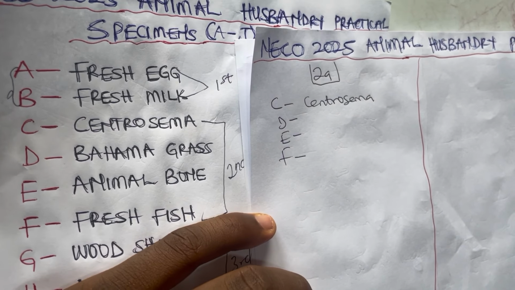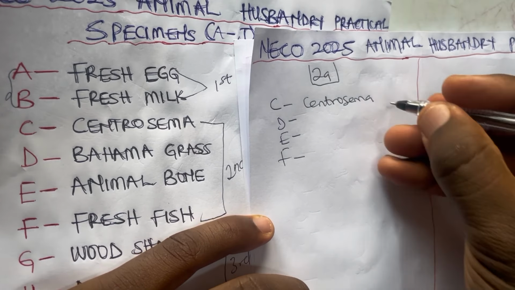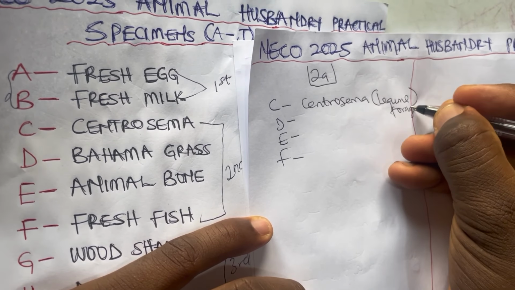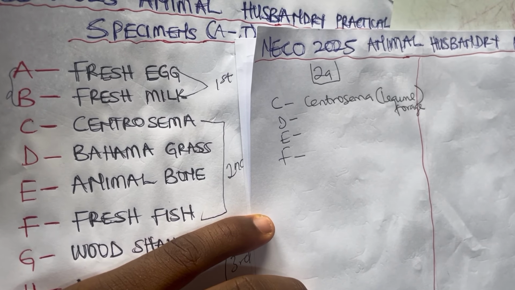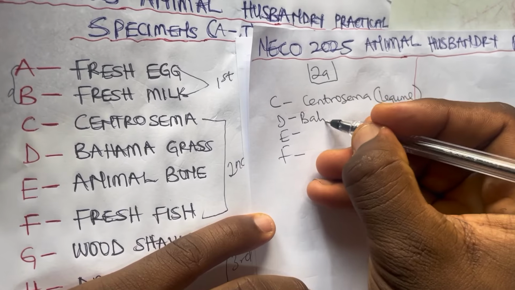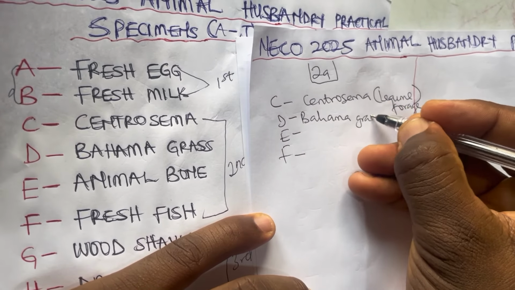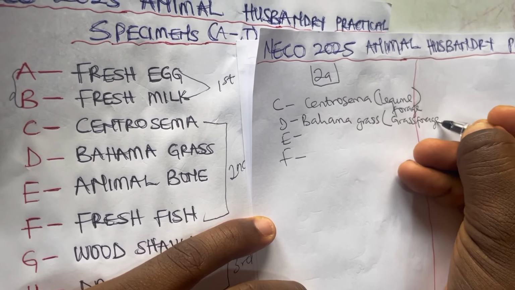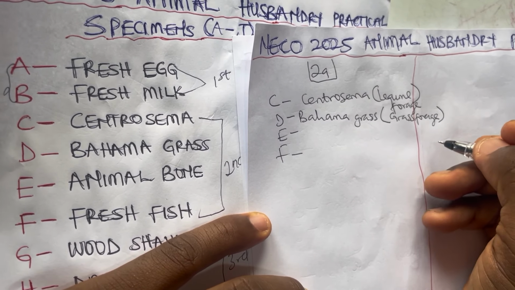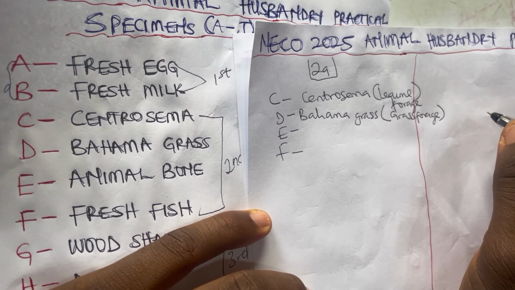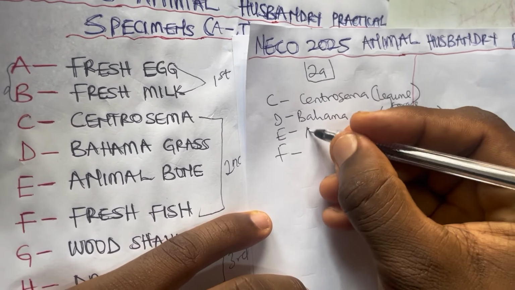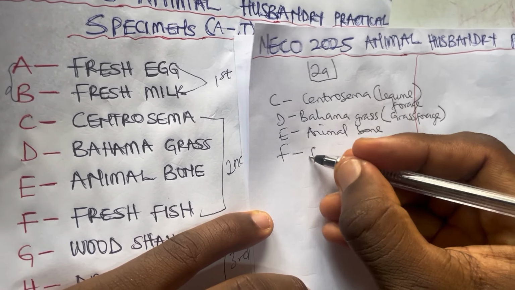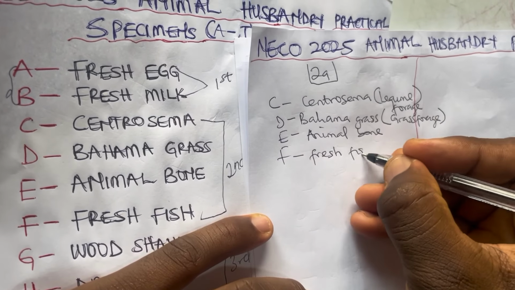This Centrosema is also known as legume forage, so you can bracket it and write legume forage. It is a plant. Specimen D is Bahama Grass. Bahama Grass is also known as grass forage. Specimen E is animal bone, as you can see it here. While specimen F is fresh fish.